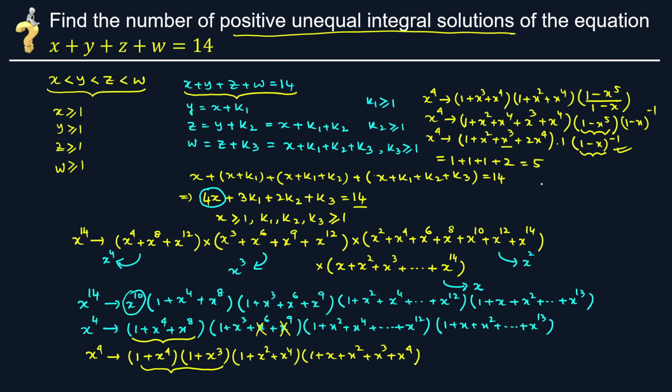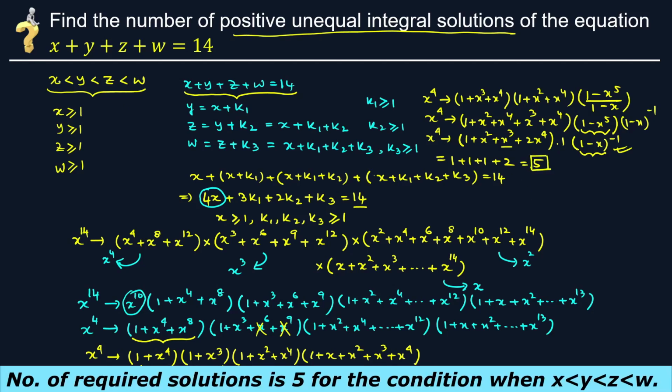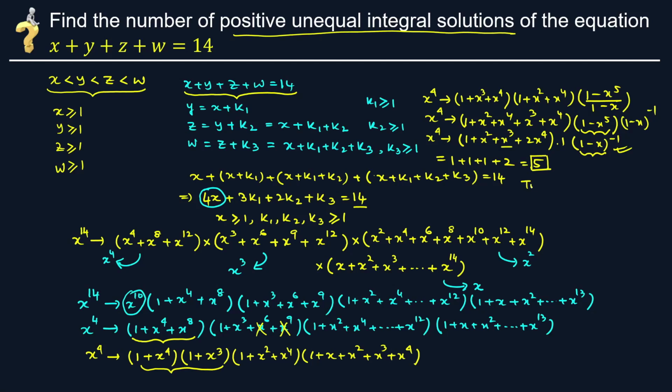So this is our answer? No. Why? Because this is the total number of ways where x is less than y, less than z and less than w. As I told you in the beginning of this question, this is one arrangement of the variables that are given. So now 4 variables can arrange among themselves in factorial 4 different ways. Therefore, the total number of integral solutions that we are going to have is 5 into factorial 4. That is 120, and that is your answer.